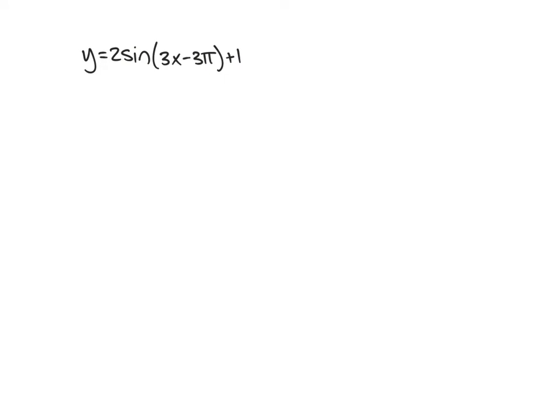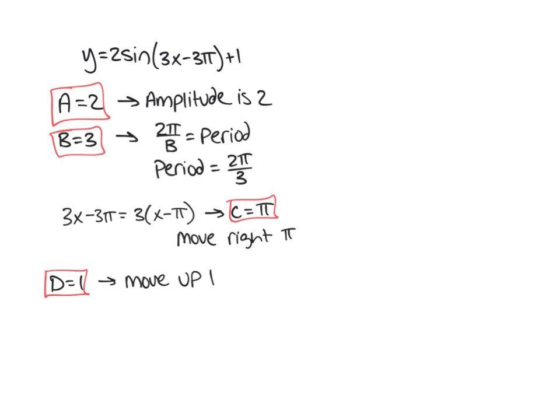So this time, let's go the other way and look at the equation and see if we can try and graph it. So the first thing I'm going to do is just try and identify A, B, C, and D. So going through and following the stuff from the previous screen, we can use A, B, C, and D to tell us how this graph is going to change, right? So A is clearly 2. It's positive, so there's no flipping, so the amplitude is 2.